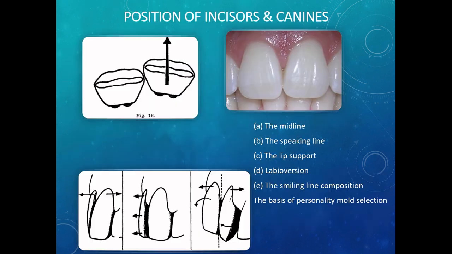Next, coming to the position of incisors and canines. According to Steen, upper anterior teeth are like fingerprints. No two are alike. They vary from one individual to another, and this variability manifests itself in size, color, form, contour, and surface markings. So coming to the central incisors, which are the cornerstones of tooth position. If the position of the central incisor is correct, then the position of all other teeth will be more nearly correct. And the placement of the central incisor controls the midline, the speaking line, the lip support, labioversion, and the smiling line composition. And also the central incisors are the basis of personality mold selection.